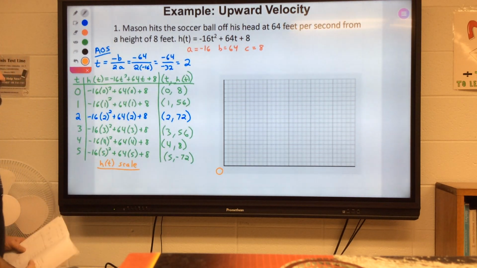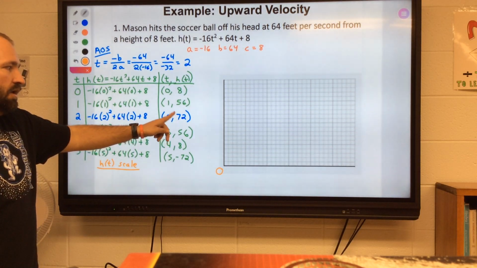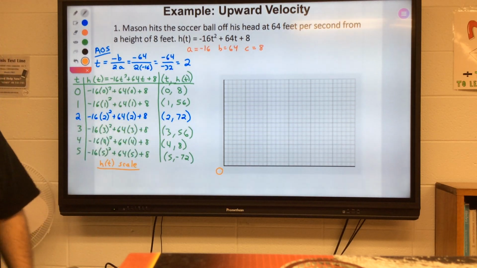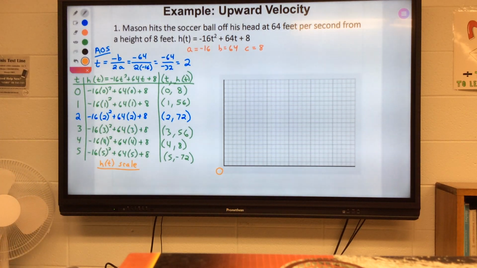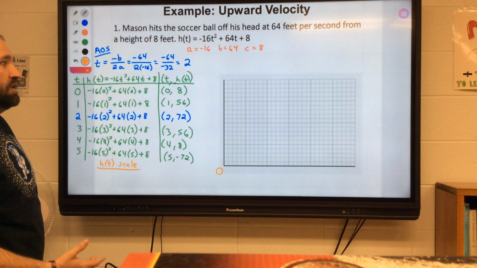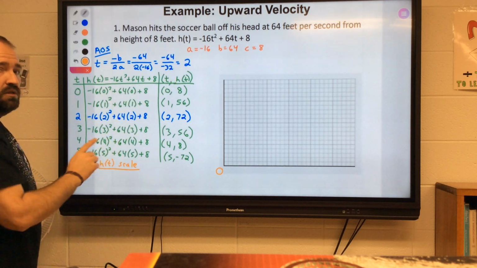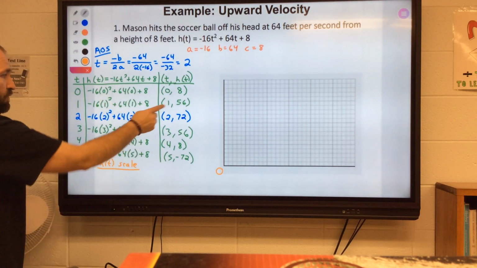For the h of t scale, we're going to use the value that comes out for y when the axis of symmetry is plugged in. If you have a decimal, be sure that you plug in the entire decimal. Do not round it off. I want it as holistic as possible. So if you have to leave it as a fraction to plug it in nicely into the equation, then do so. But here we have 72.